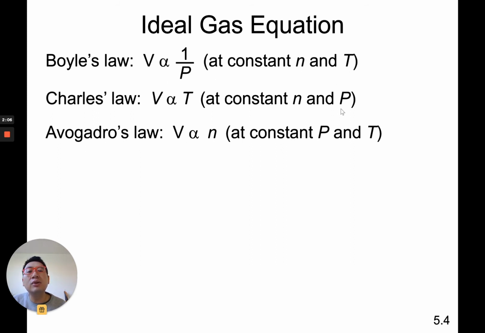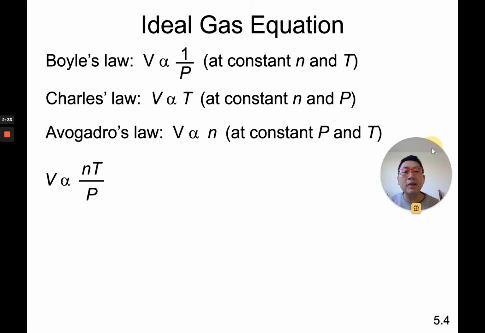Charles' law assumes constant number of moles and pressure. Avogadro's law assumes constant pressure and temperature. So volume is proportional to 1 over pressure. Volume is proportional to temperature. Volume is proportional to n, the number of moles. So it's proportional to T, n, and 1 over P. If I put them together, volume is proportional to n times T divided by P.